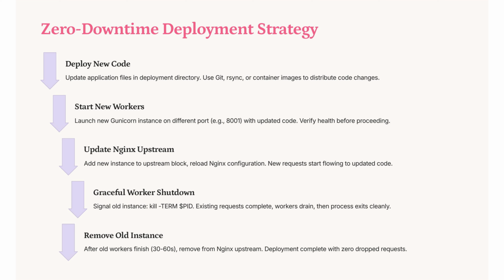Zero downtime deployment ensures seamless updates. First, update application files using Git or rsync. Launch a new Gunicorn instance on a different port, verifying its health. Update Nginx to direct traffic to the new instance. Gracefully shut down old workers, allowing requests to complete. Finally, remove the old instance from Nginx, ensuring uninterrupted service.